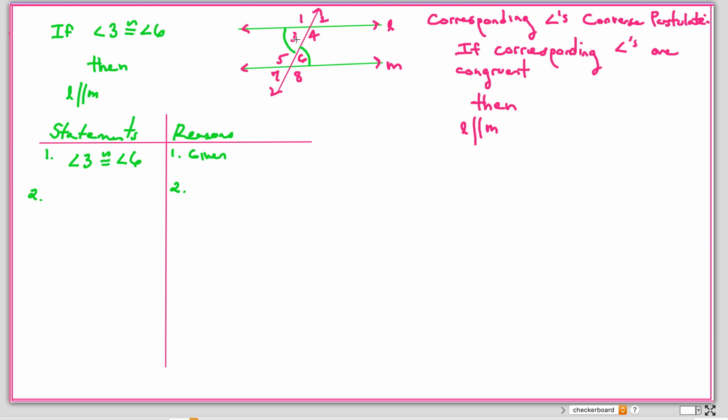If you look at the relationship between 3 and 7, they're corresponding. I use the postulate to finish this off because 3 and 7 are corresponding and they're congruent, therefore L is parallel to M. So let's write this out. I have that's given, then I'm going to say 6 is congruent to 7 because of the vertical angles theorem.